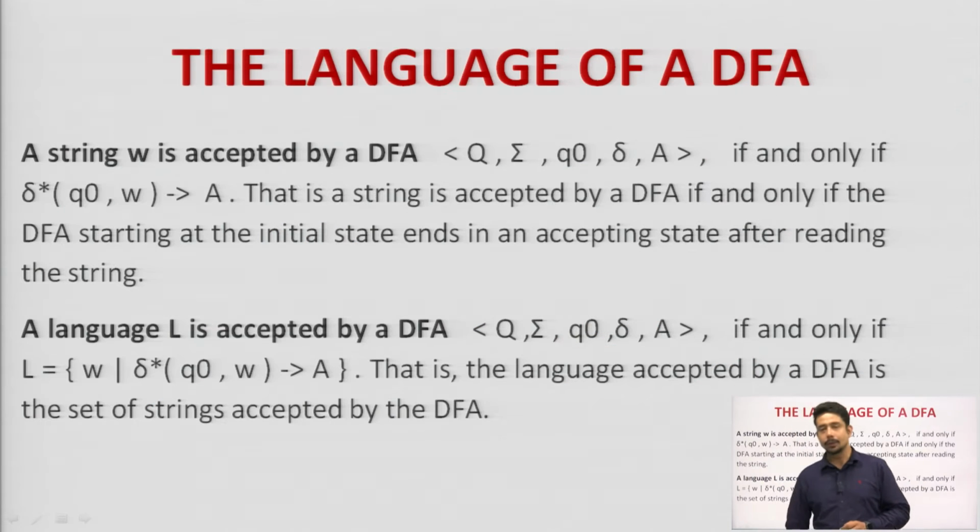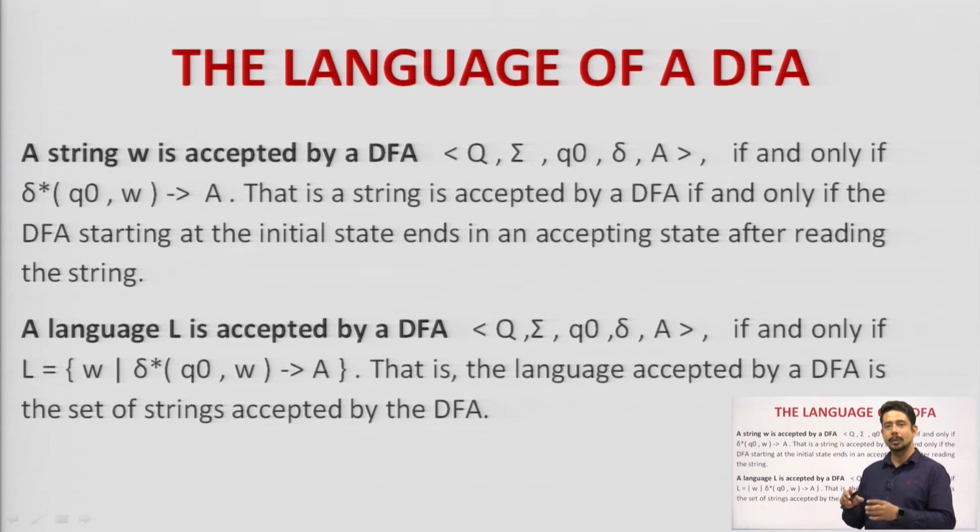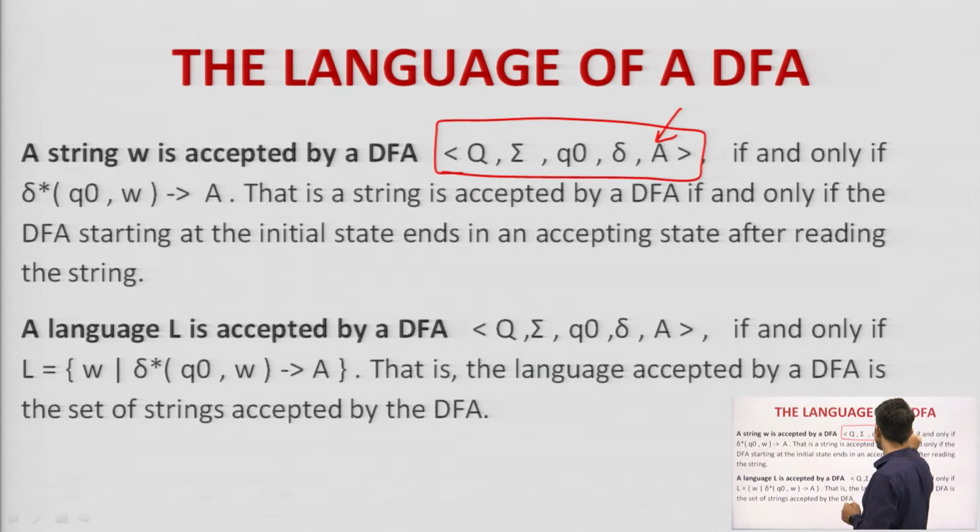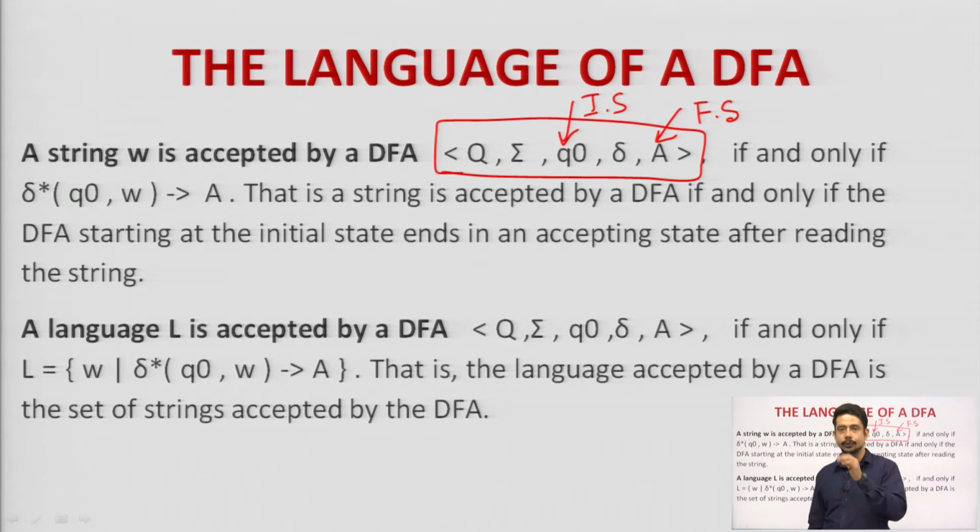Coming to the next concept, these are some of the preliminary basic concepts. Language of a DFA. If I say language of a DFA, we need to accept 2 things. First of all, if we look into these 5 tuples, this is nothing but the final state, and this is nothing but the initial state. IS stands for initial state, FS stands for final state. This is just my nomenclature.